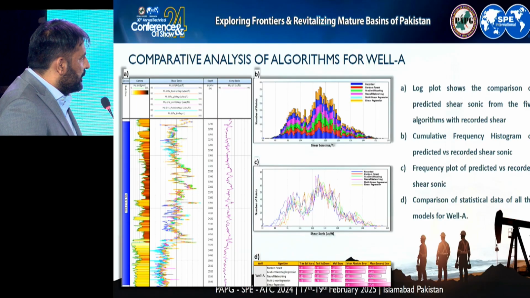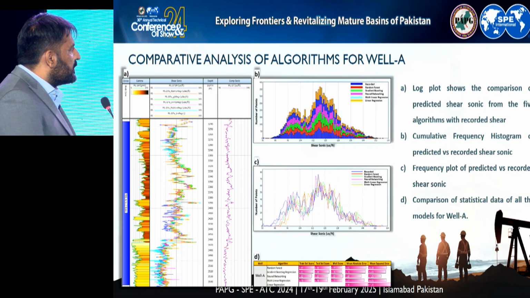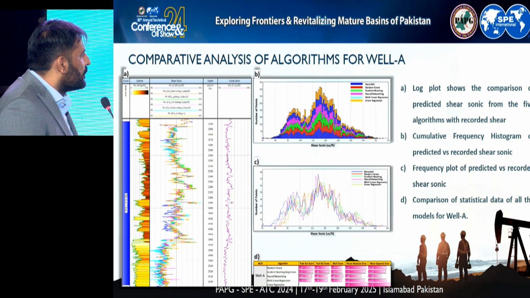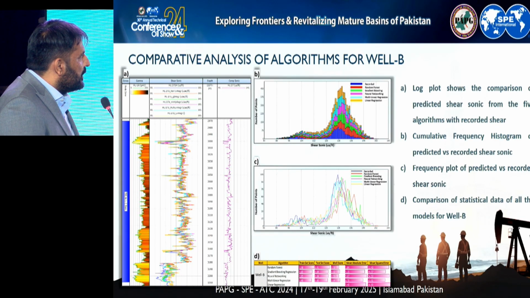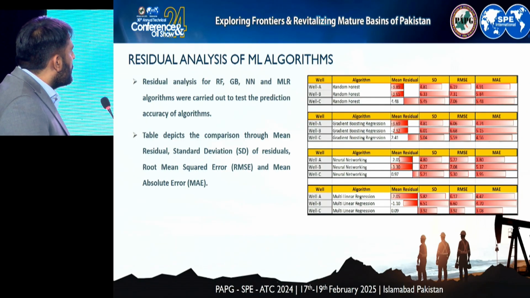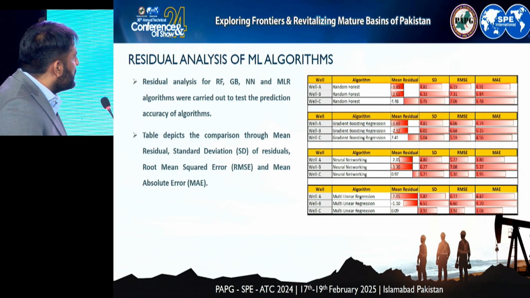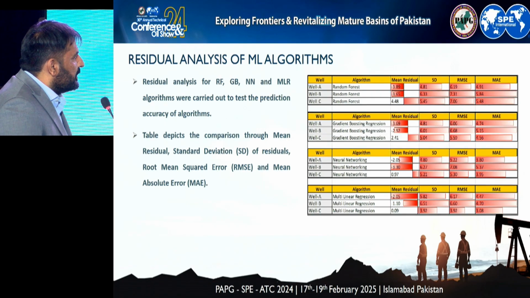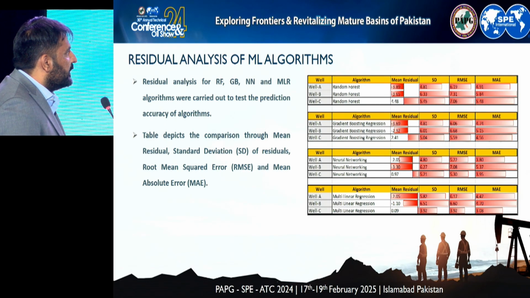So all the data have been plotted for the well A. For all the models' results, you can see that there is some consistency in the data, and you will not see any outlier in this one. Statistically, the multilinear regression is better than the next one, but still you can see that all the algorithms are within the same ranges for well A, well B, and well C. We have also done the residual analysis of the ML algorithms. So here you can see that in the column for the mean residual, the multilinear regression is performing better than the others.